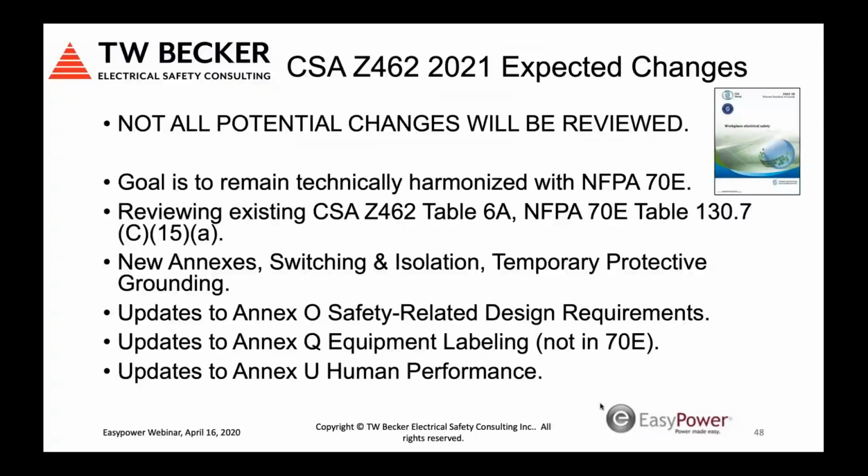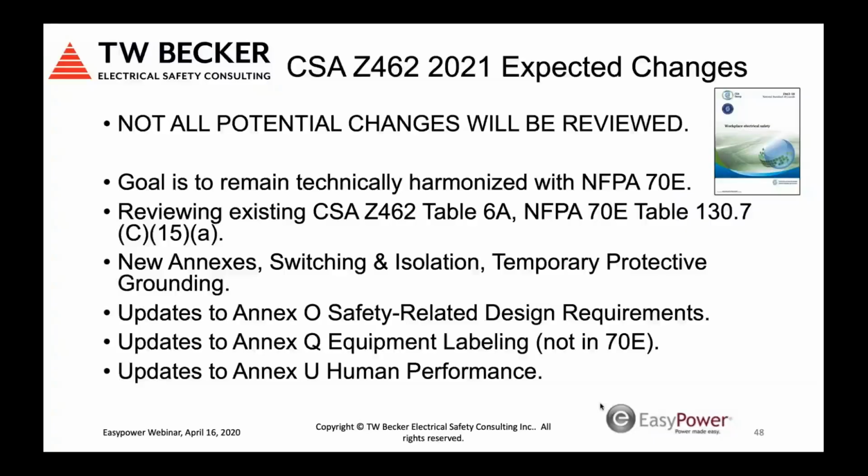So Z462 expected changes. I mentioned earlier, we are technically harmonized at this point in time, and the goal is to remain technically harmonized. That has always been our plan and directive. We are taking a different look at Table 6A because IEEE 1584 published after 70E's first revision, and therefore it couldn't be considered for a public comment, but we do have the latitude in CSA and Z462, so we're reviewing some potential opportunities there. We will have some new annexes potentially, switching and isolation, which I think is a good one for high voltage equipment, and an annex with some additional information on temporary protected grounds.